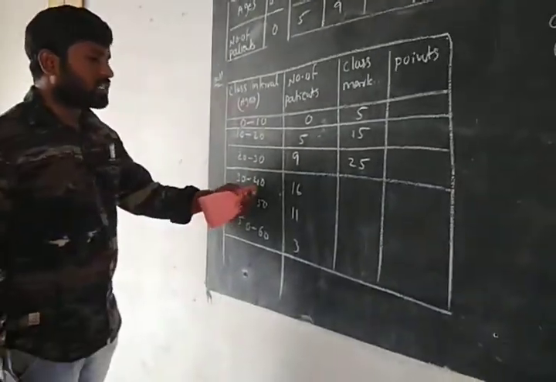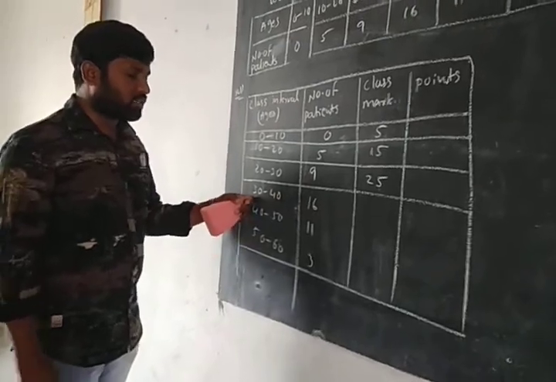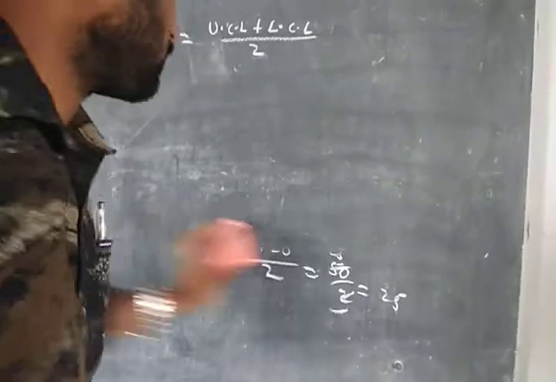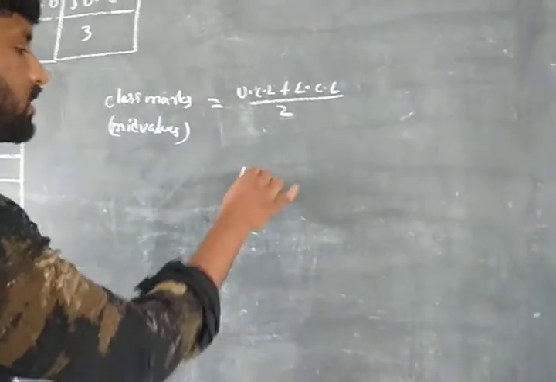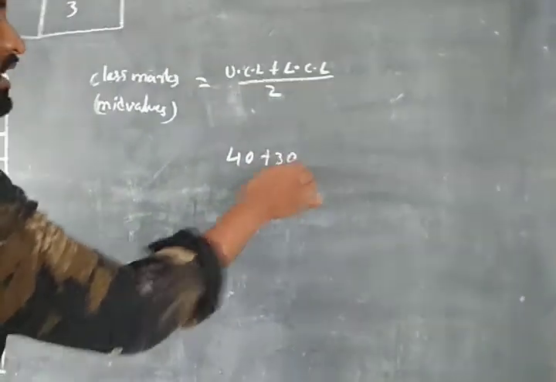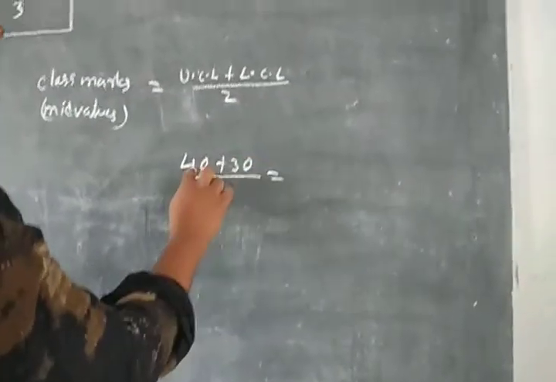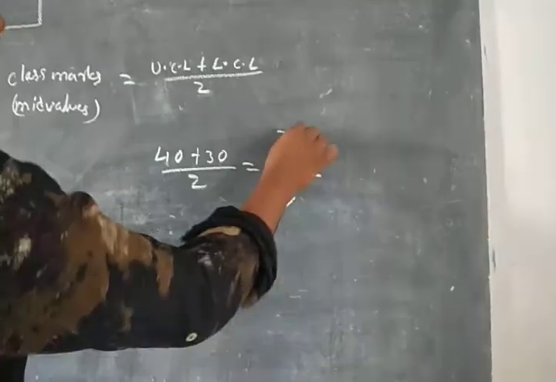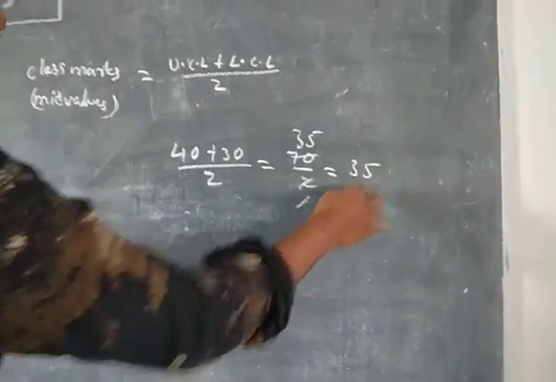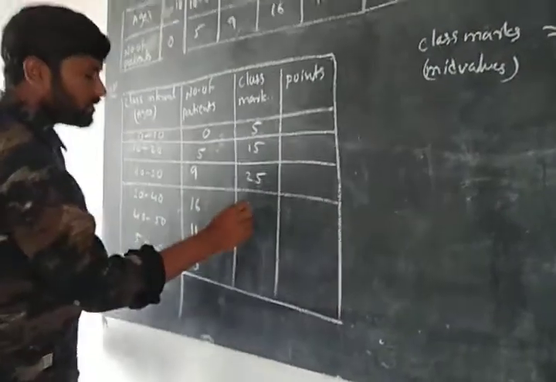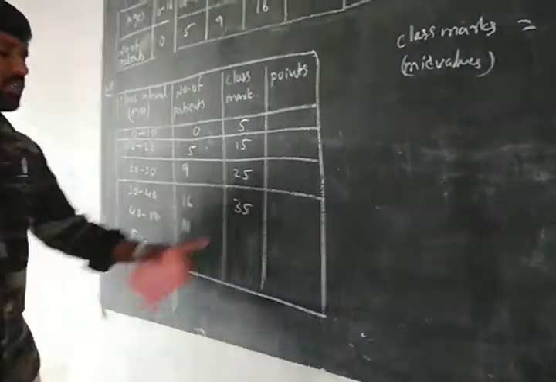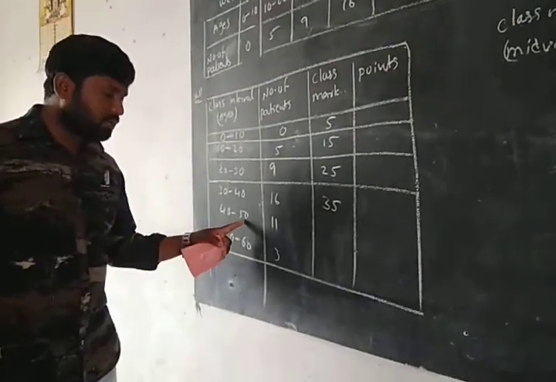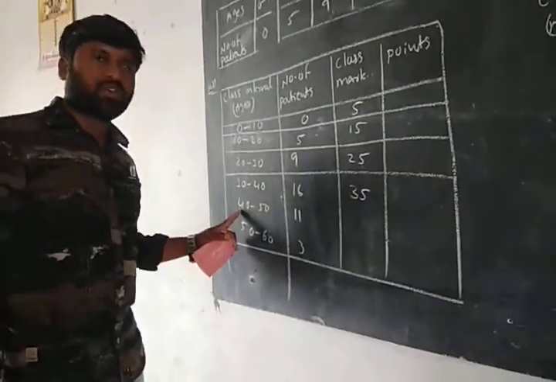Next, upper class limit is 40 and lower class limit is 30. Then I am writing here: 40 plus 30 is 70, by 2. Two 35s are 70. So we get here the class mark, the mid value, 35. Next, in class 40 to 50, upper class limit is 50 and the lower class limit is 40.